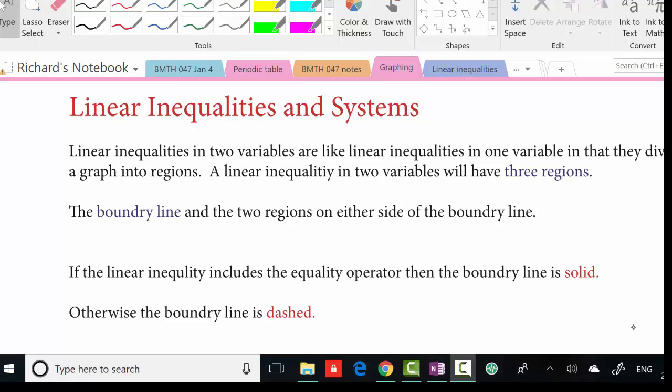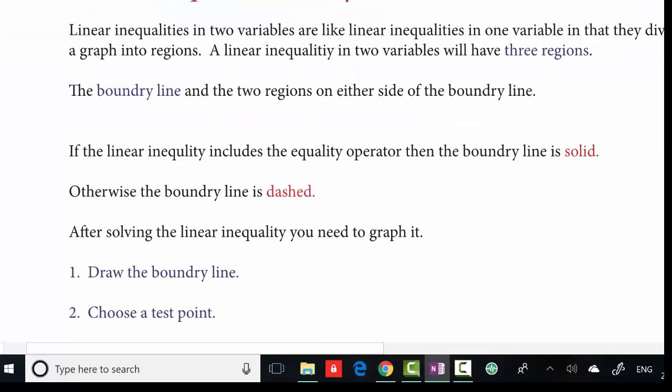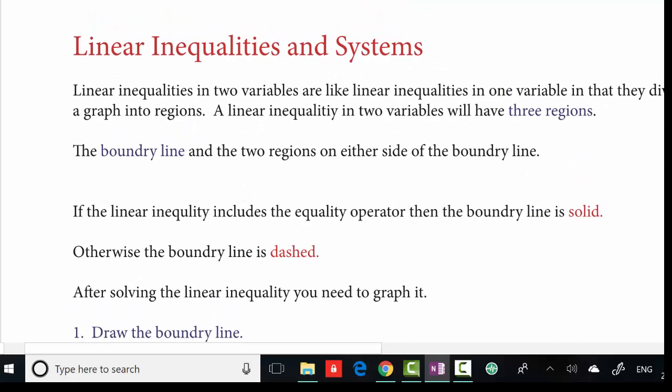Linear inequalities. A linear inequality in one variable is like a linear equation where the exponents on both the y and the x are ones, so you end up with a straight line graph. Same kind of idea, except the linear inequality in one variable is going to divide the resulting graph into two regions. One region will make the linear inequality true. The other region will be false. It doesn't satisfy the requirements of the linear inequality.